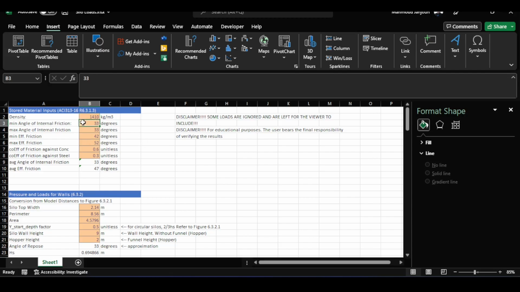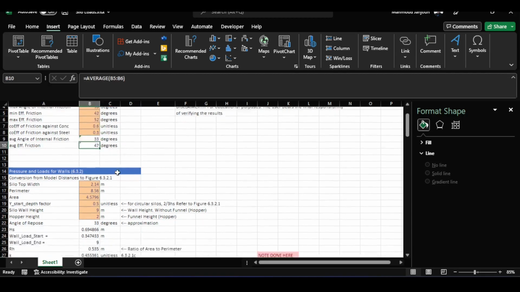All right, so there are minimum and maximum angles of friction. Some of the materials in that table provide you with two friction angles. Also, there is effective internal friction. Please notice that I have covered that before. And there is the coefficient of friction against concrete and against steel. I'm obviously selecting some cement here. So I took those values from the table. And I used the average of internal friction and the average of effective friction in my calculations.